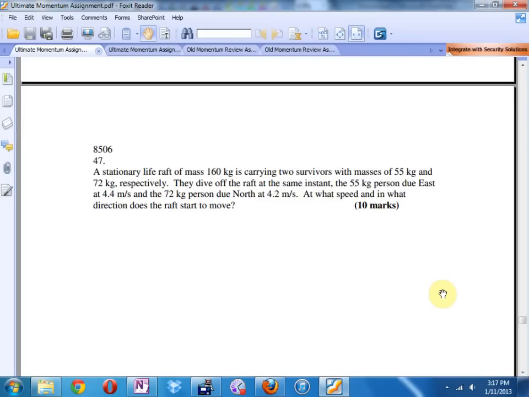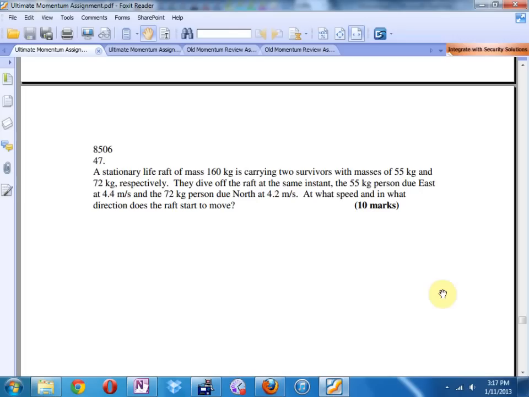I think number 47 is perfectly fine. Did the first person dive due east? Yeah. Did the second person dive due north? Yeah. Are those at nice right angles to each other? Yeah, I don't know why this was a scholarship. This is an explosion to me. There are three masses. Oh, they give you every mass. That's even easier than the one I gave you on your quiz. On your quiz, you had to do some subtraction to figure out a missing mass, and they were yucky angles. So 47 is a great example.